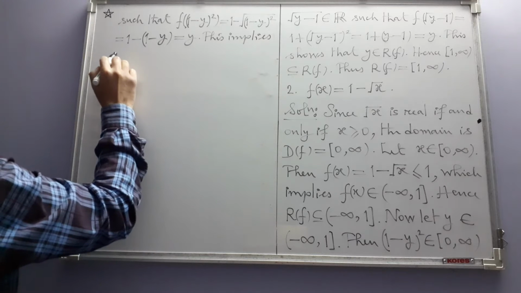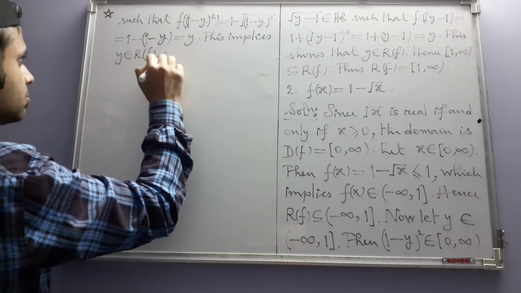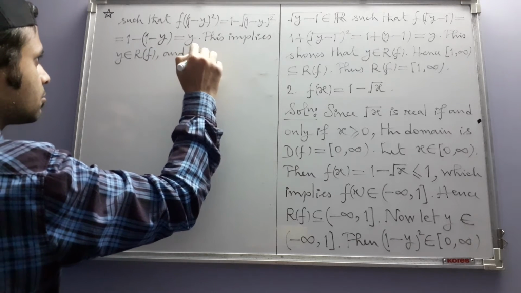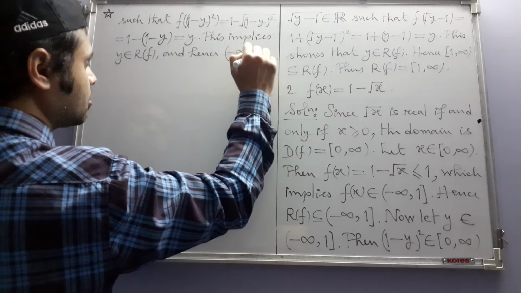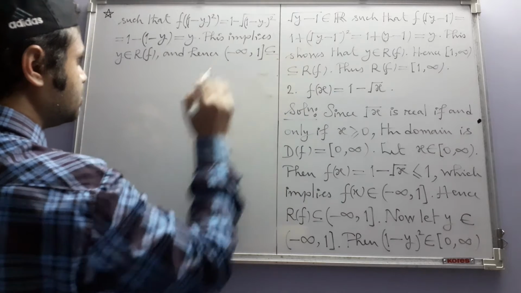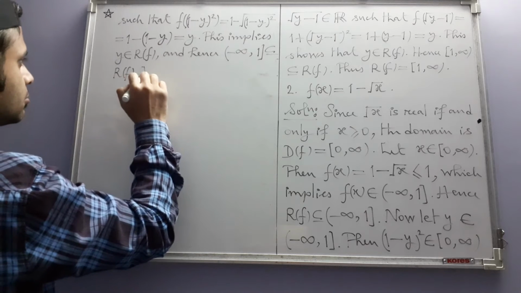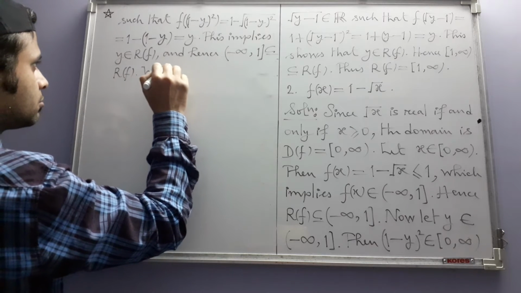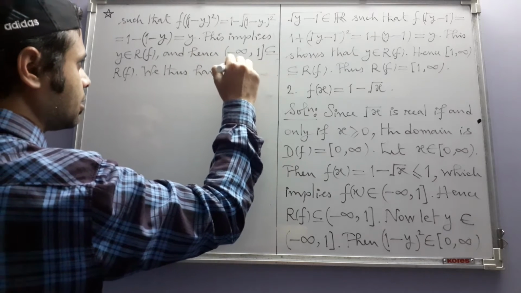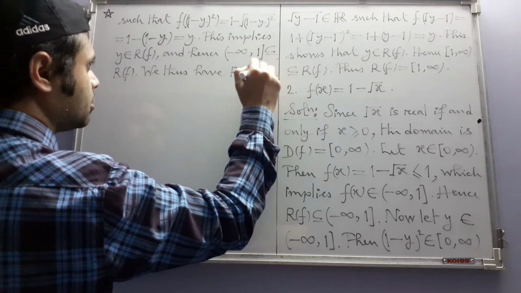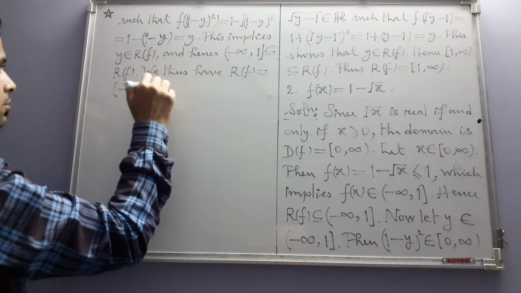So this implies y belongs to the range of f, and hence this closed ray is also contained in the range of f. We thus have range of f equal to, in this case, this interval.